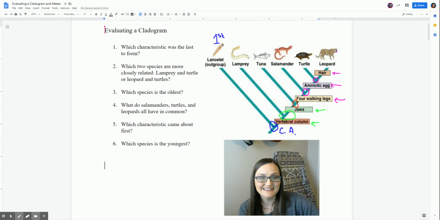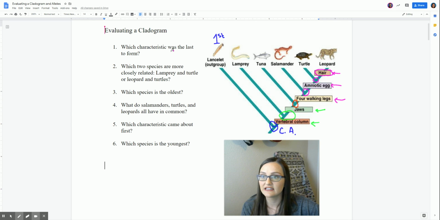Now, the turtle and the leopard have amniotic eggs, 4 walking legs, jaws, and a vertebral column, all in common. But something that they don't have in common is hair. Okay, so that's really all that there is to a cladogram. They're pretty simple. So let's go ahead and answer these questions together, okay?